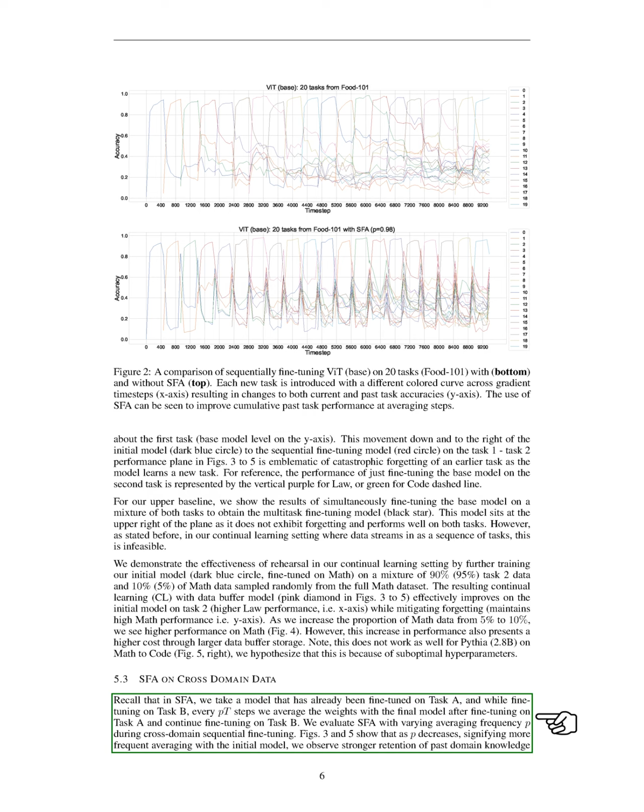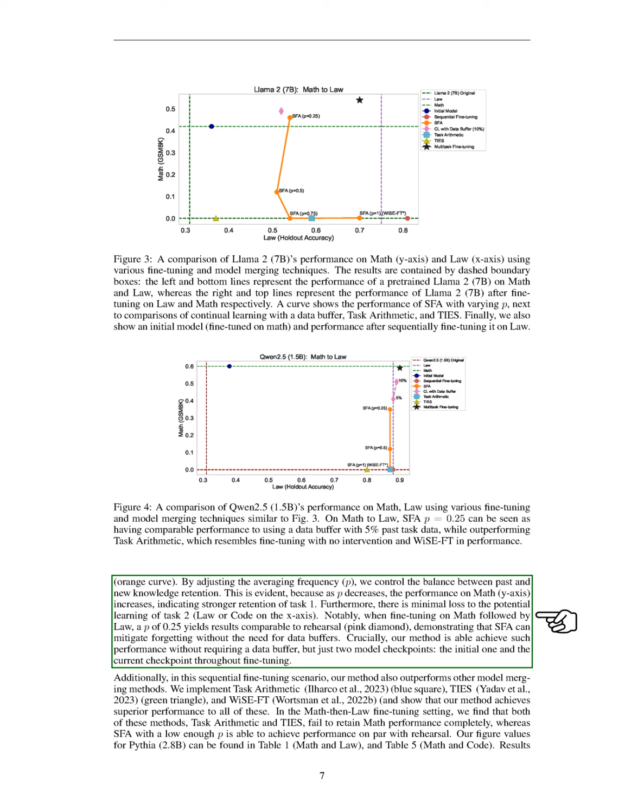With the final model from task A, our evaluation shows that as we decrease P, meaning we average more frequently with the initial model, we retain more knowledge from the previous domain. This is illustrated by the orange curve in our figures, where a lower P leads to better performance on math, indicating stronger retention of knowledge from task A, while still allowing for learning in task B, such as law or code.